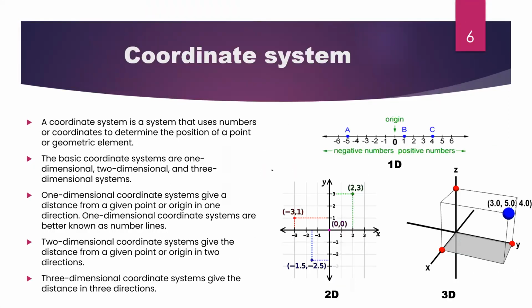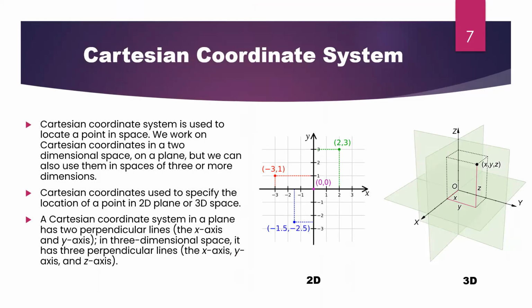Now, I will discuss about Cartesian coordinate system. Cartesian coordinate system is used to locate a point in space. We work on Cartesian coordinates in a two-dimensional space on a plane, but we can also use them in spaces of three or more dimensions. Cartesian coordinates are used to specify the location of a point in 2D plane or 3D space.